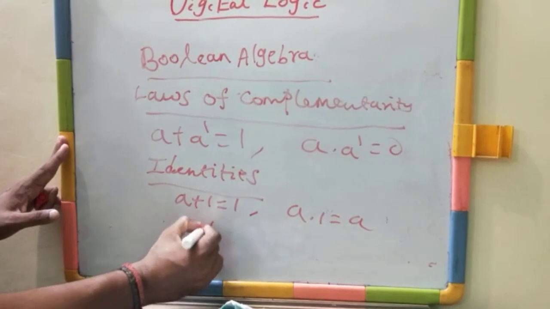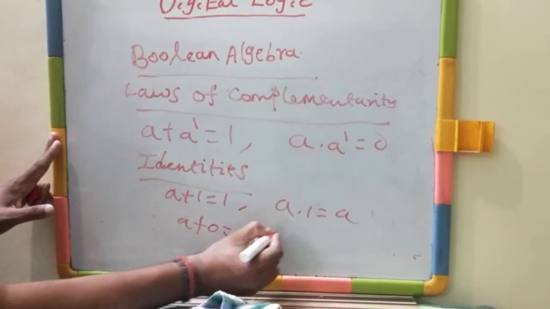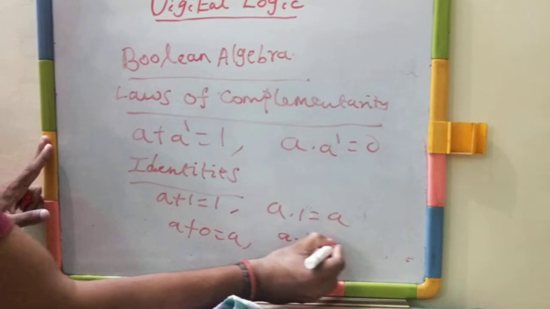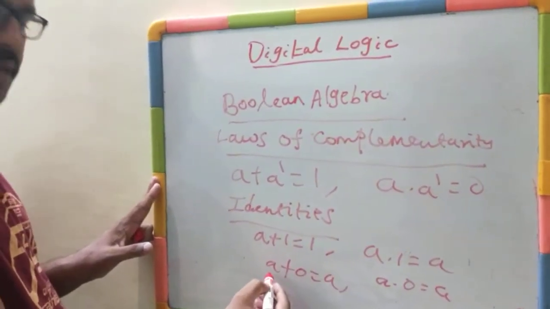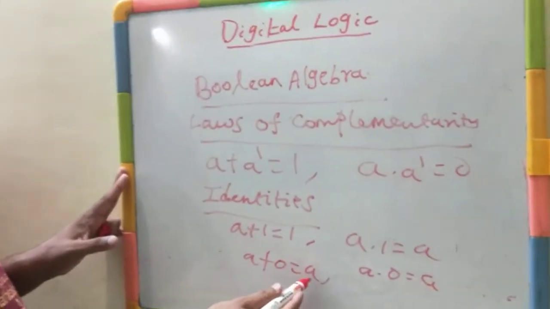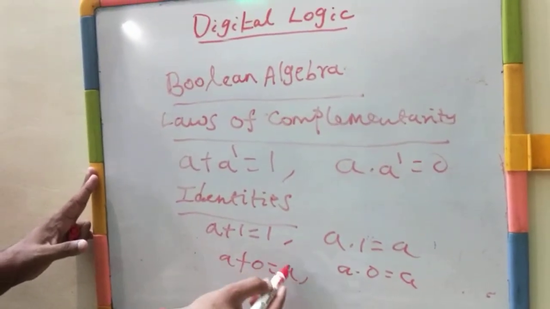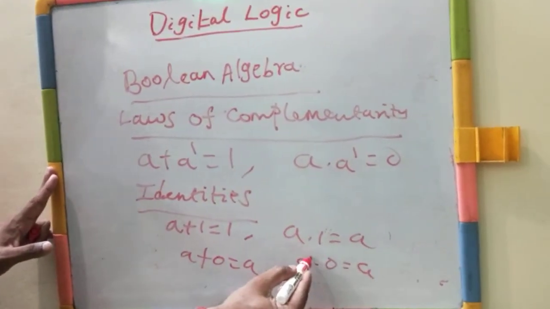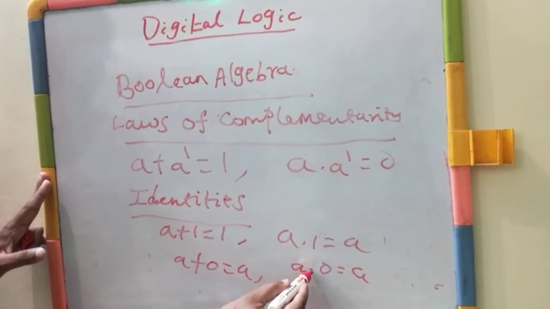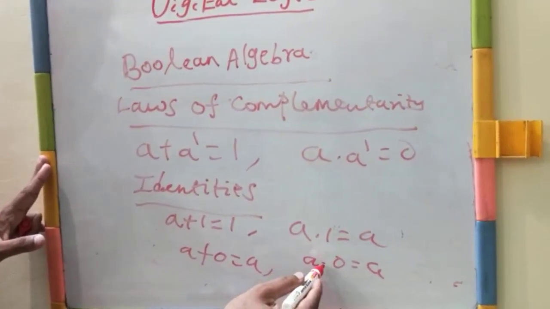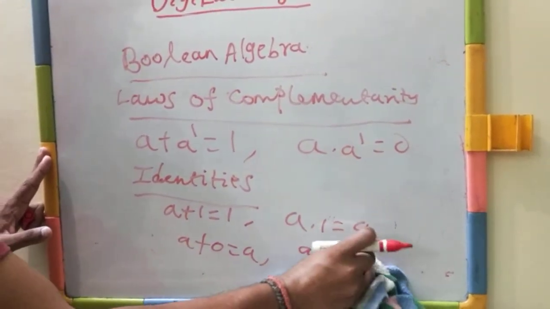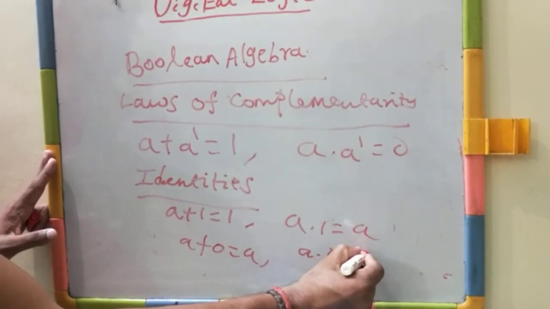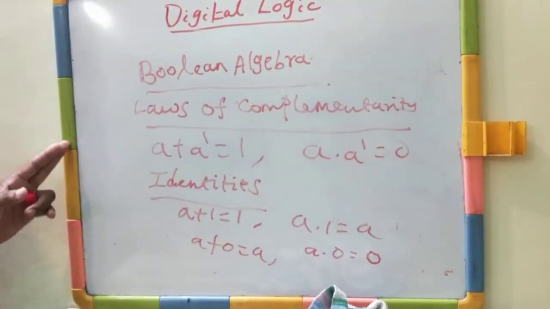Then A + 0 equal to A, and A · 0 equal to 0. Here in the first expression, the result is dependent on the value of A, because if A equal to 1, the result is going to be 1, and if A equal to 0, the result is going to be 0. Here, independent of A, if any one of the values is 0 in AND, the entire expression becomes 0. Not A, it's 0. Yeah.